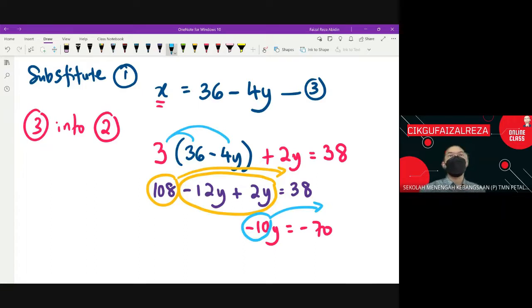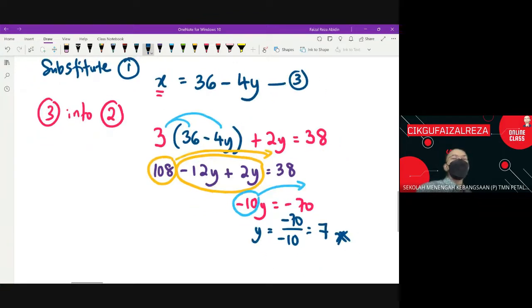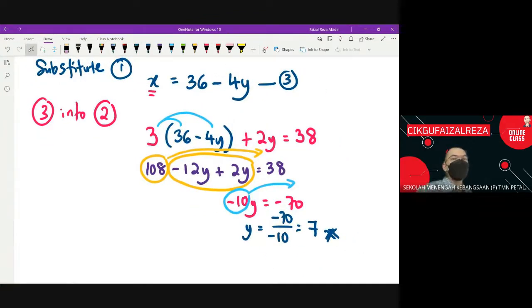So now, can you find y over here? Divide. So you are going to have y equals negative 70 divided by negative 10. You are going to get y is 7. How about x? Can I find the value of x? Just substitute back into the third equation. Because the question asks for y, you just want to check back.